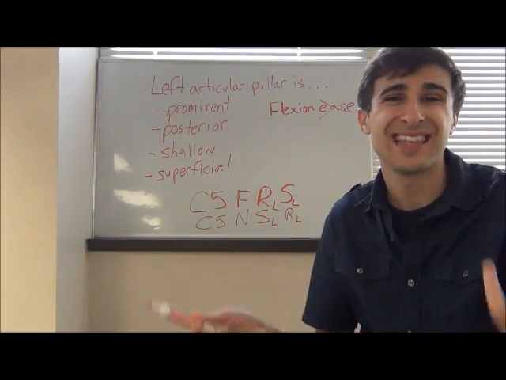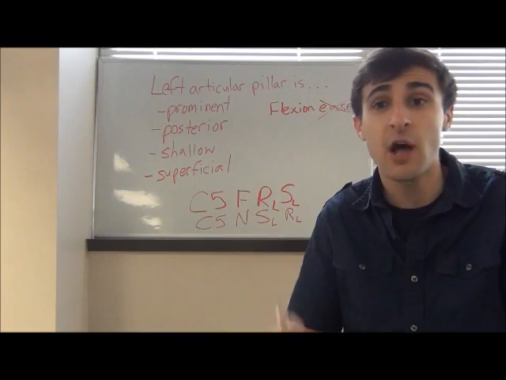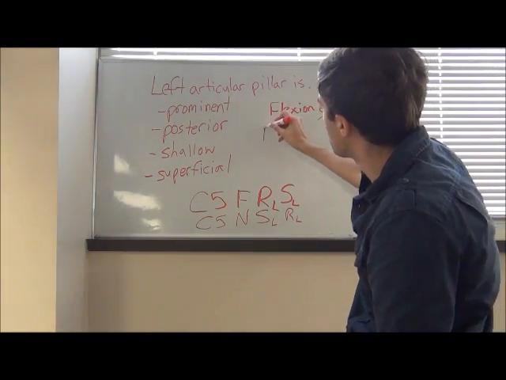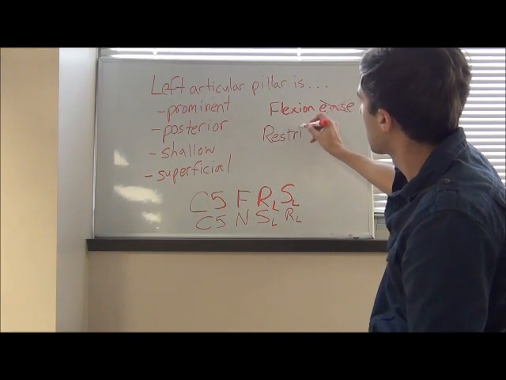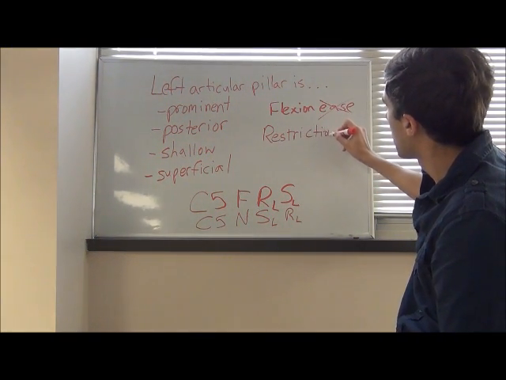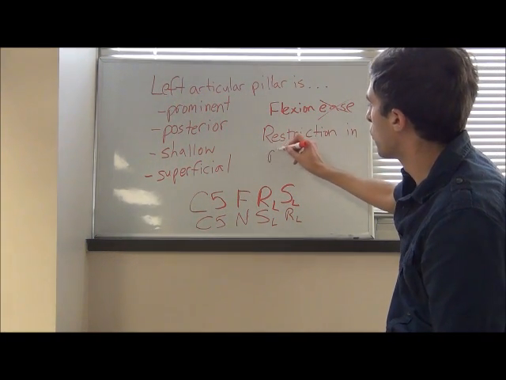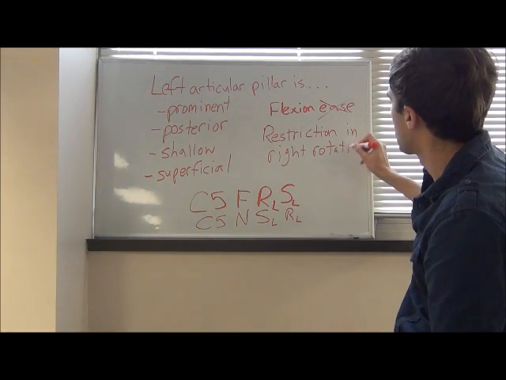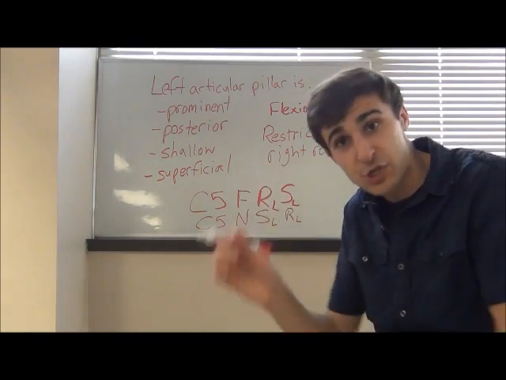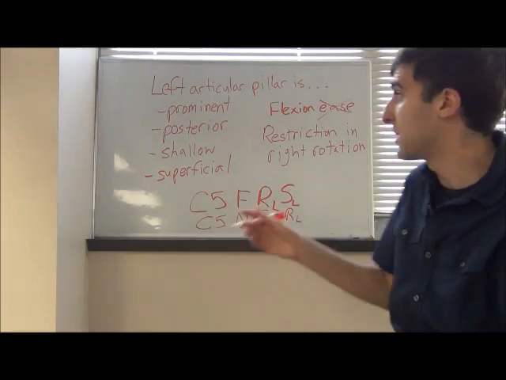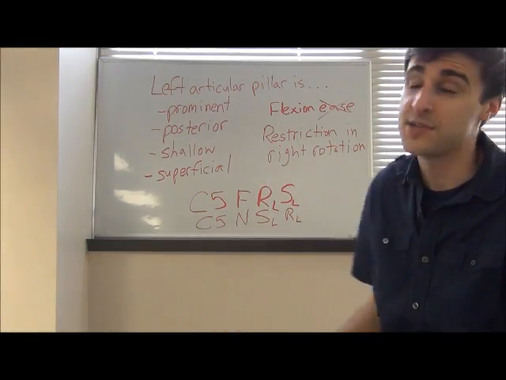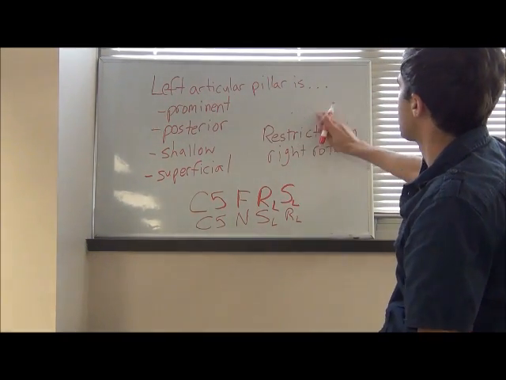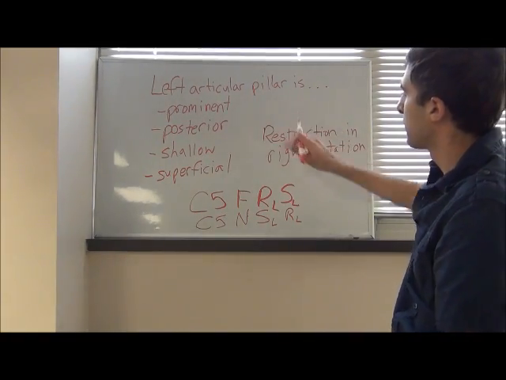Okay? Now, I could also say, instead of saying what the articular pillar is doing, I could say what the translation is like, or the rotation motion itself. Instead of the left articular pillar is prominent, I can say restriction in right rotation. Right? It means the restriction is in rotation to the right, which once again means that the vertebra is rotated to the left. That's where the ease is. All of this means the same thing. I'll get rid of this so it's not confusing. All of this is referring to the same thing, right?